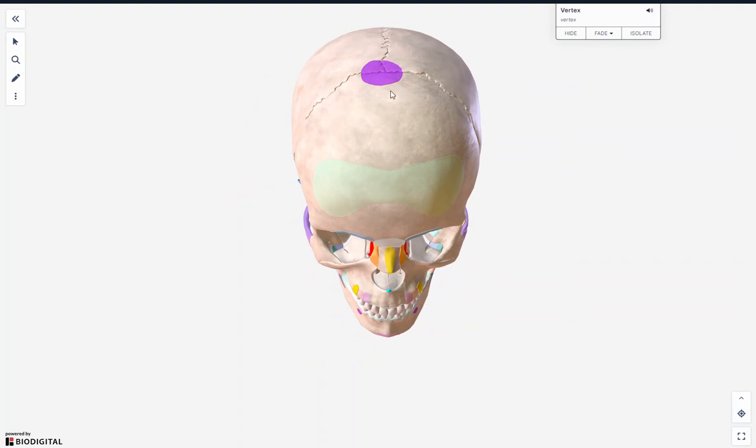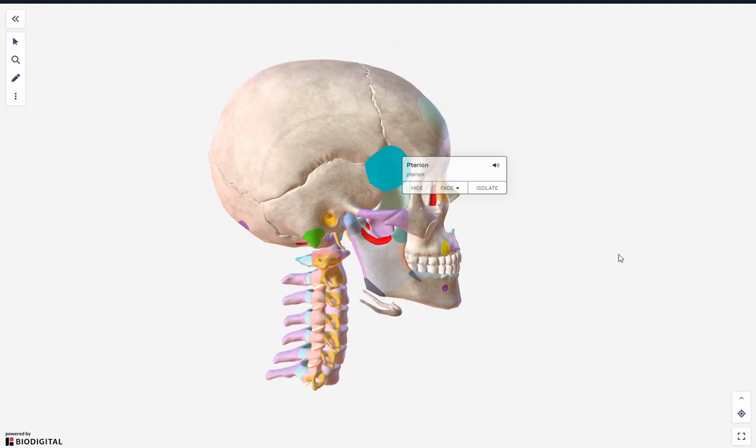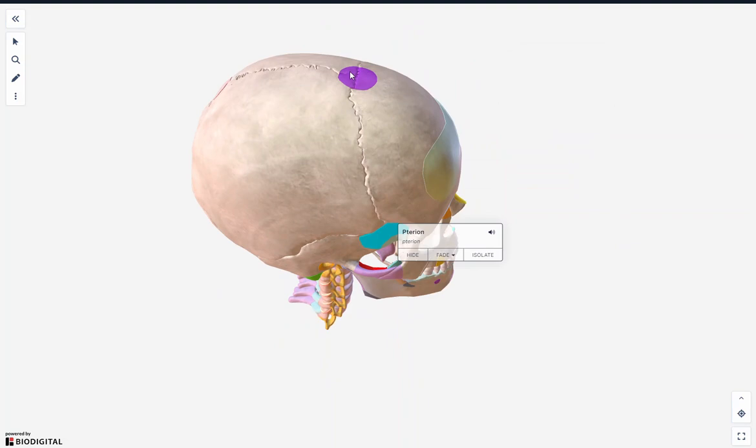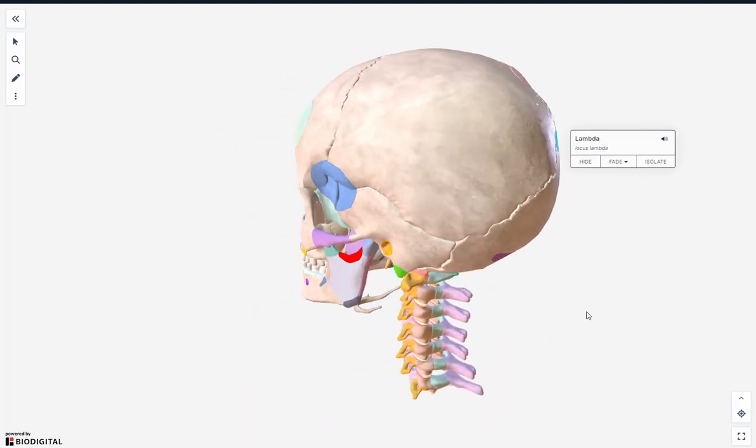All right, so this is where the coronal suture and the sagittal suture meet here, and that is called the bregma junction point. All right, so we have the pterion, squamosal suture, and coronal suture. We have the bregma, sagittal suture, and coronal suture, where they come together, and the lambda, where the lambdoidal suture and the sagittal suture come together.